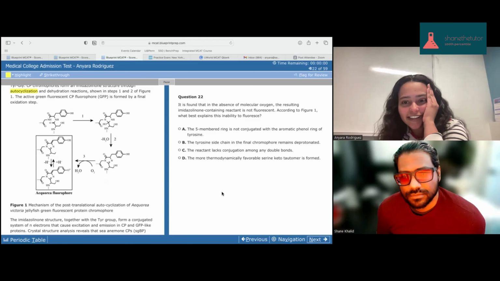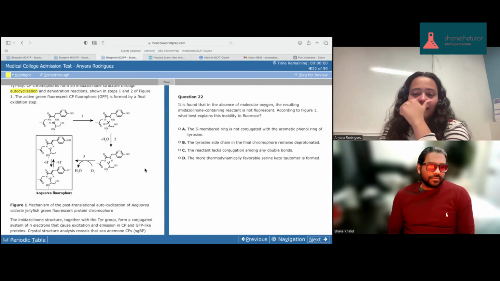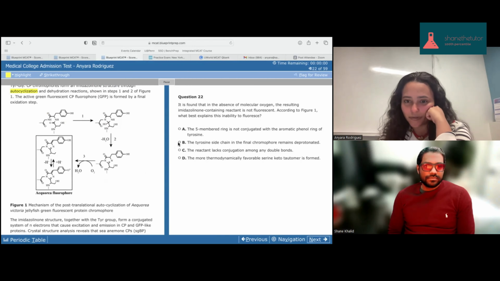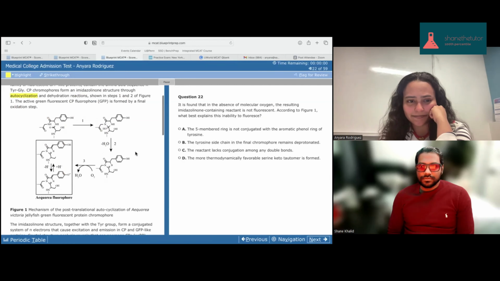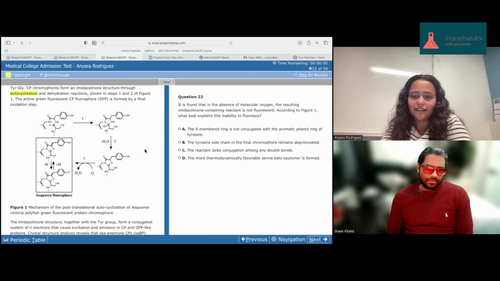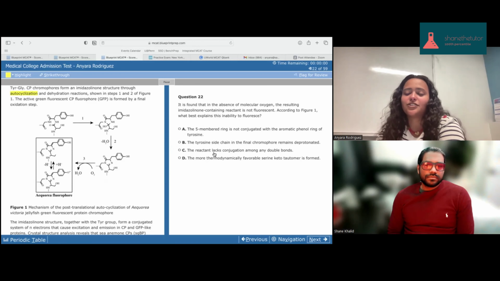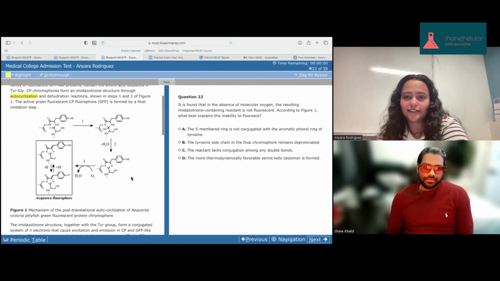It is found that in the absence of molecular oxygen, the resulting imidazolinone-containing reactant is not fluorescent. According to figure 1, what best explains the inability to fluoresce? A, the 5-membered ring is not conjugated to the aromatic phenol ring of tyrosine. B, the tyrosine side chain of the final chromophore remains deprotonated. C, the reactant lacks conjugation among any double bonds. D, the more thermodynamic... Okay, so I know it's between A or C because I know it has to be with conjugation for fluorescence.